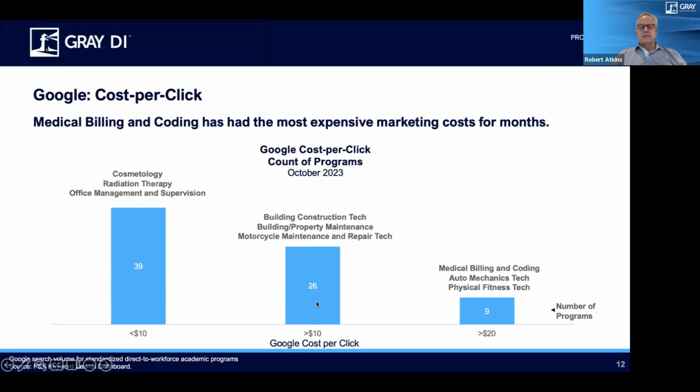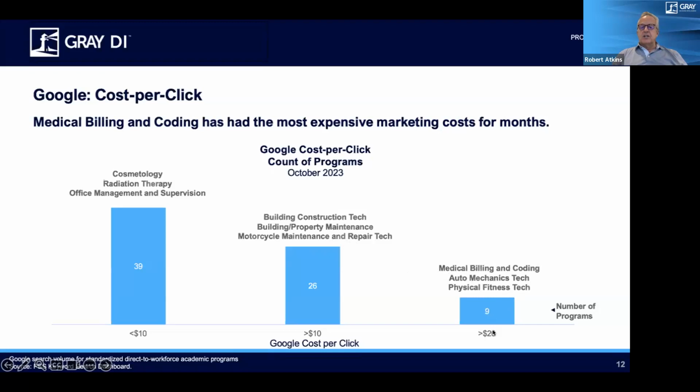In the center, at greater than $10 and less than $20 per click, building construction tech, building property maintenance, and motorcycle maintenance and repair tech. And then over on the right, we have a mix. Medical billing and coding is actually the most expensive single program. All of these are over $20 a click. Auto mechanics, big program, number of national players in that space. And then a very popular program, physical fitness tech, over here on the right, with more than $20.